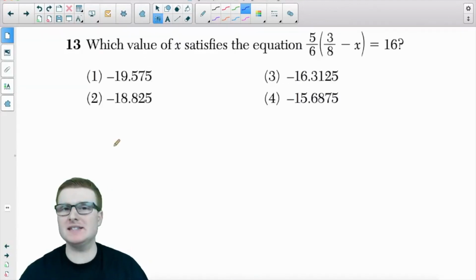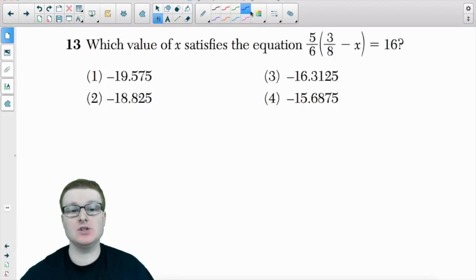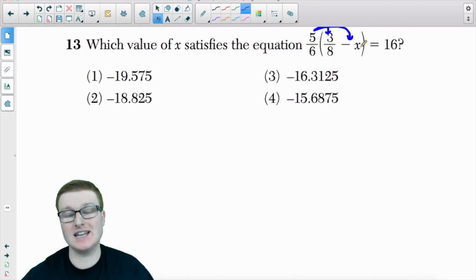Here we go. Basic solving for x question. 13 says, which value of x satisfies the equation 5/6 times (3/8 minus x) is equal to 16? Okay, so essentially what we're going to do is take that 5/6 and distribute it into the parentheses. And if you don't know how to multiply fractions by now by hand, you really should.